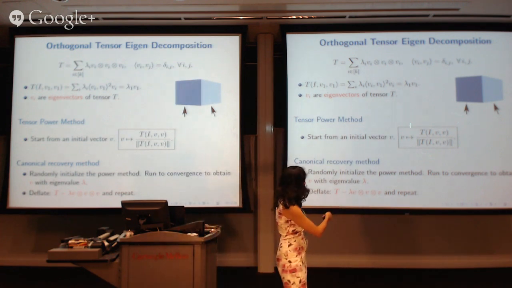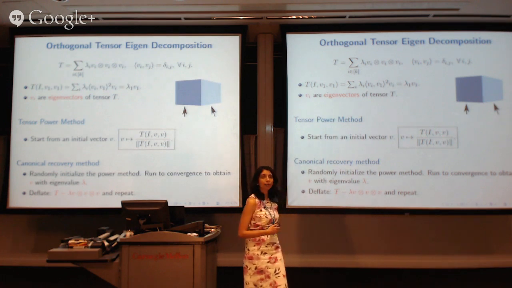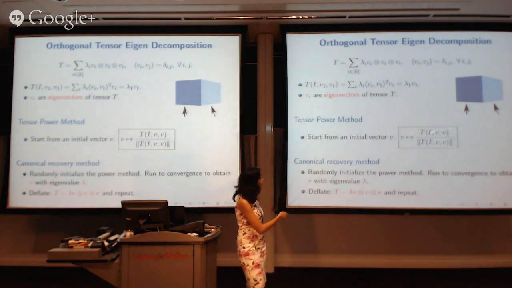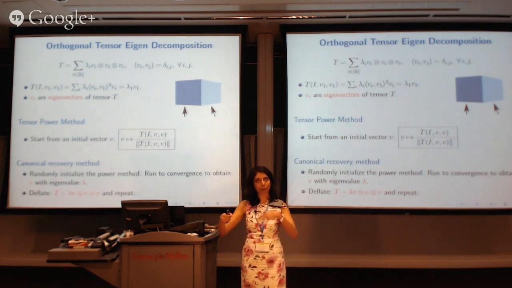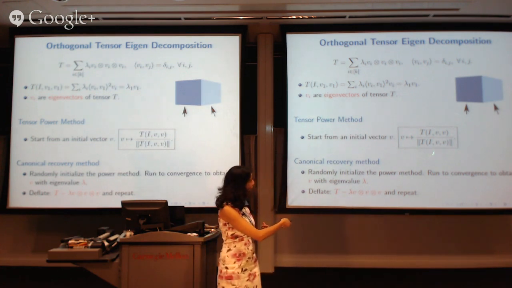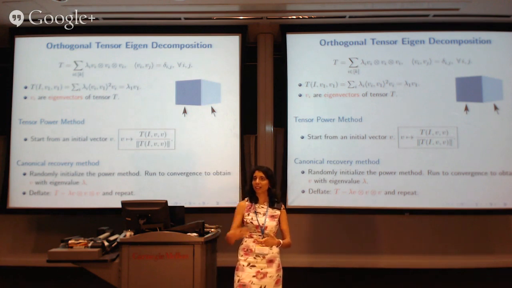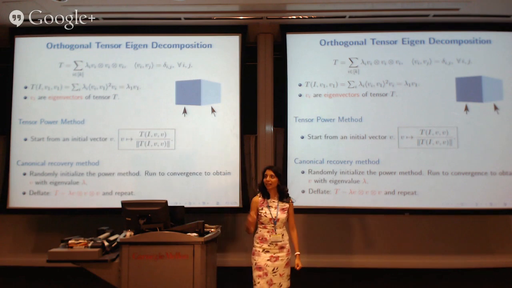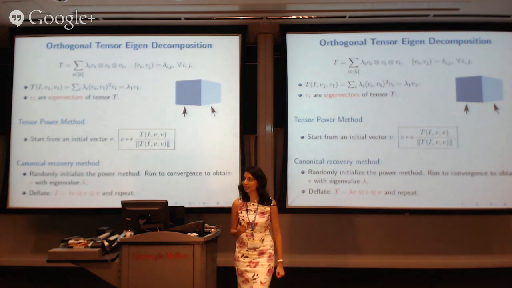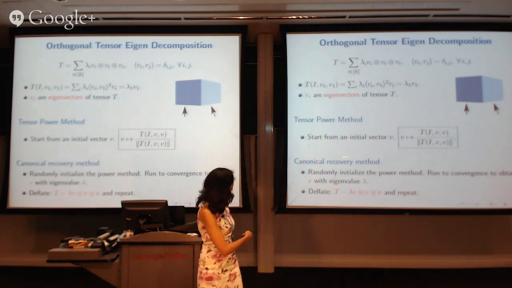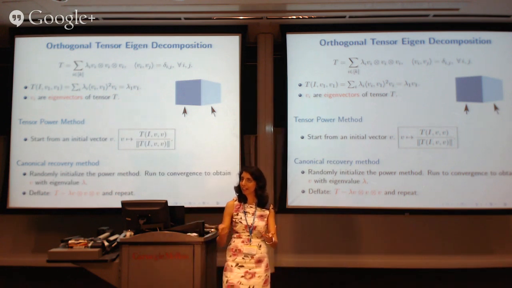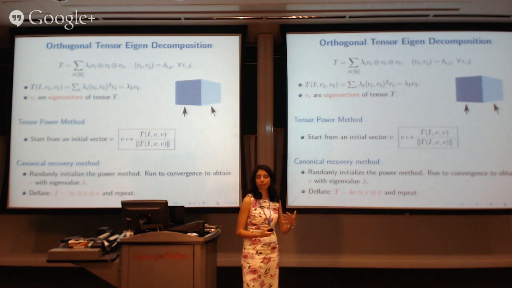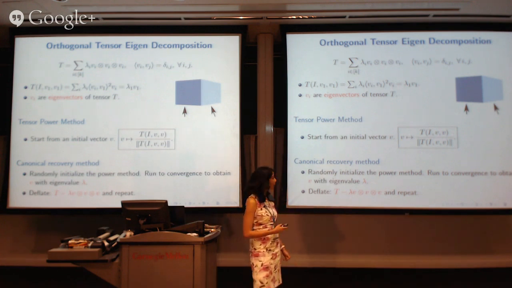So here I have this tensor. I'm going to start with a vector. I'm going to do a quadratic operation on my tensor. I'm going to contract along two of the modes to obtain a vector. I'm going to normalize it, and I'm going to keep repeating this operation. It's an iterative process, and in the end, I'm going to obtain an eigenvector. You can do random initialization if you don't have any other information. Similarly, you would do random initialization with the matrix power method.